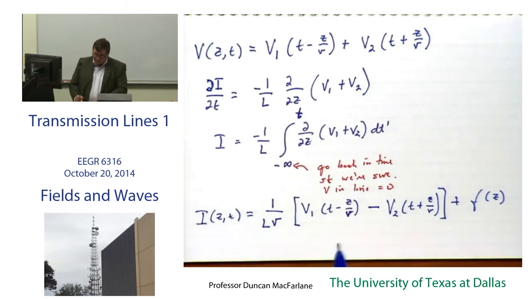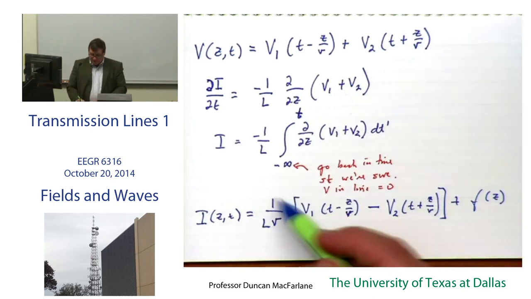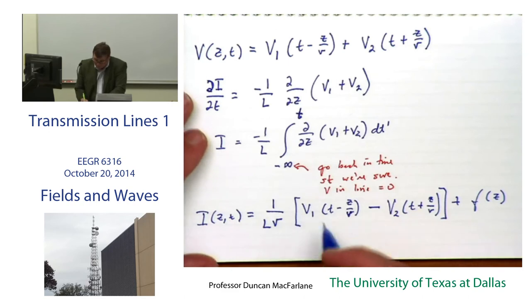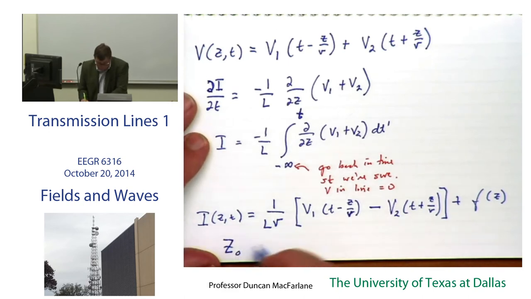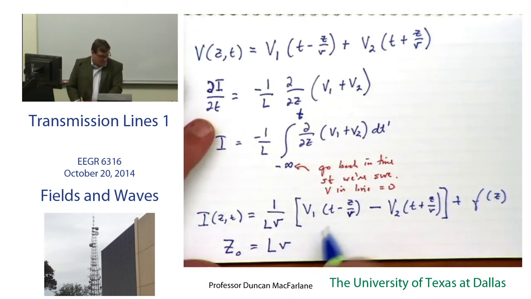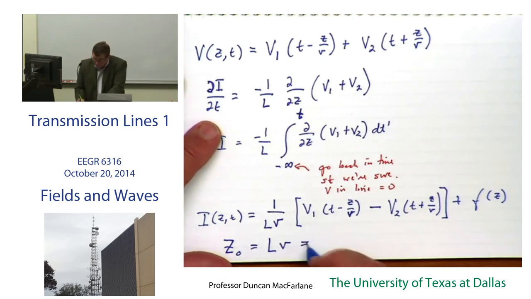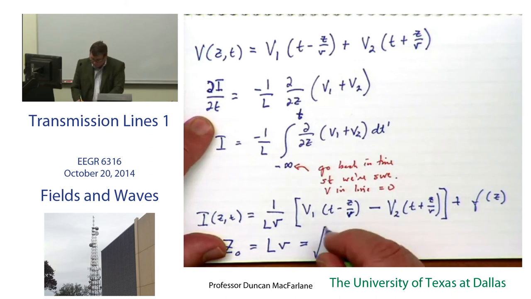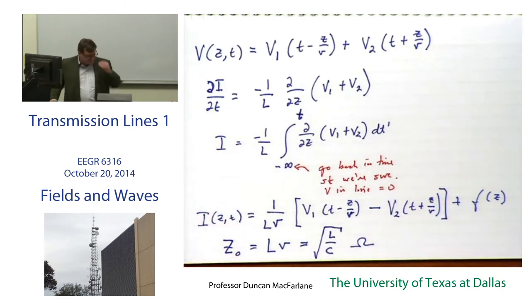Now, this here, I equals some number times voltage. Move this over, V equals IR. So I have the impedance of the line is equal to L times v. We've seen that before. That's the inductance per length times v. The v was equal to 1 over the square root of LC. So this is equal to the square root of L over C. Units of ohms.